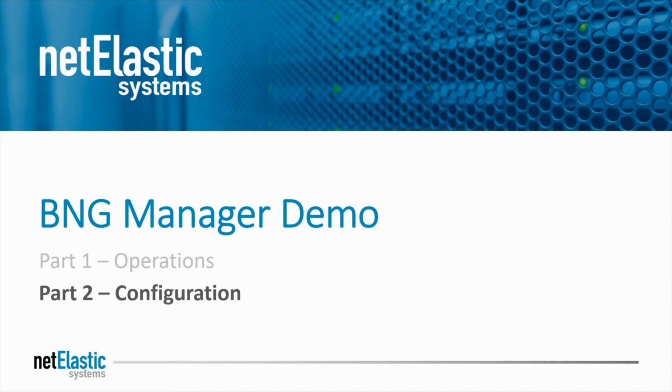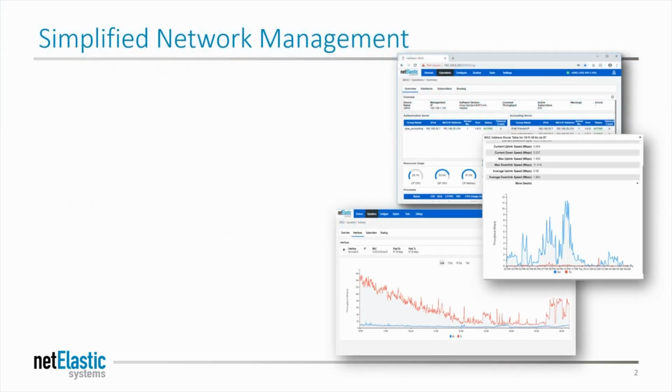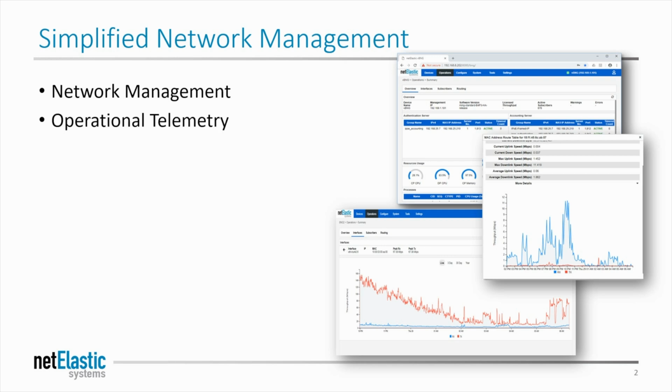This is part two where we're going to cover the configuration menus. If you didn't already see it, you should look at part one as well, which covers the general overview, operations, and troubleshooting capabilities. The BNG Manager is a web-based management platform that manages all of the virtual BNGs within your network. In addition to collecting operational telemetry and being able to manage the environments and see what's going on, it also offers some advanced troubleshooting tools that your support organization can use without having to have CLI access to the routers themselves. We also support REST APIs for further automation.